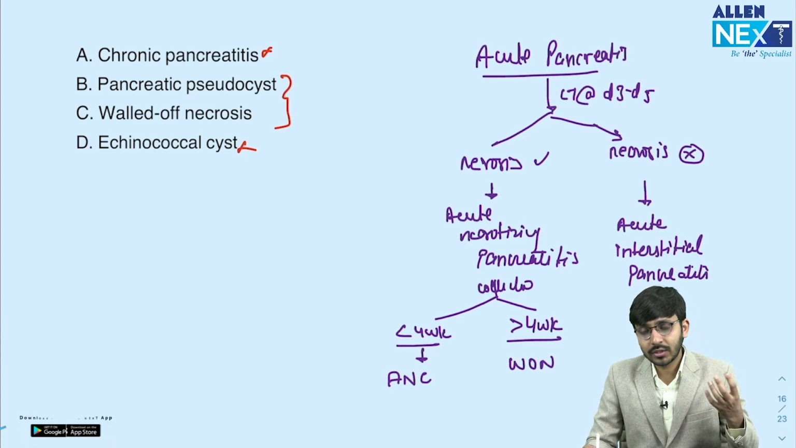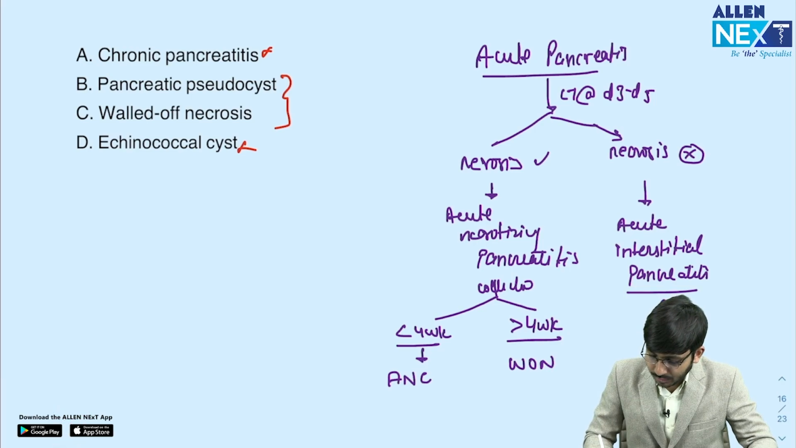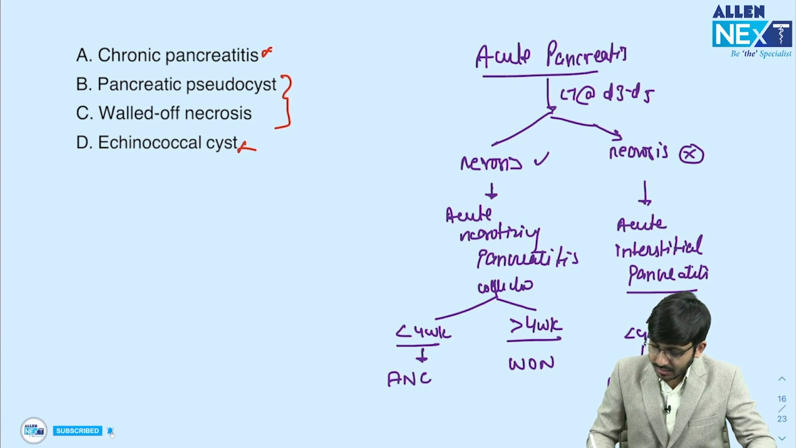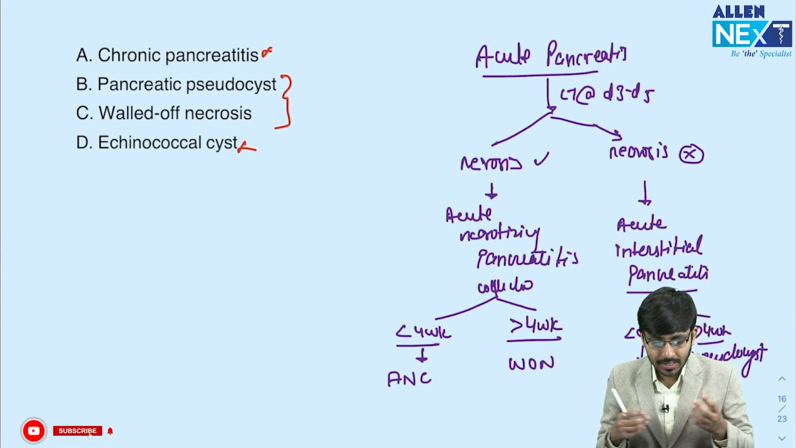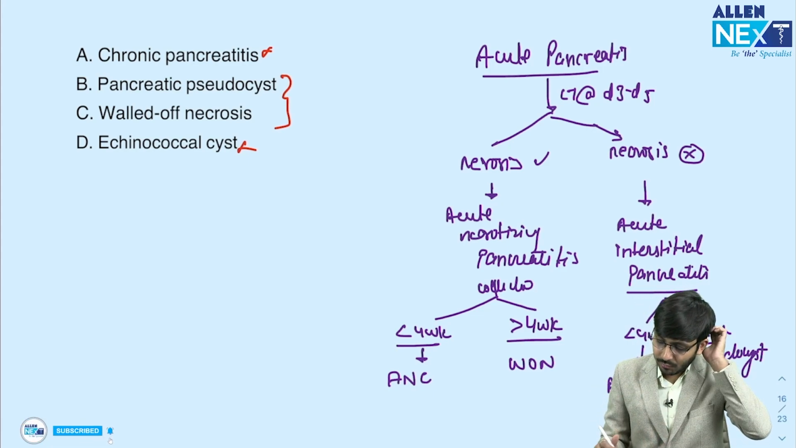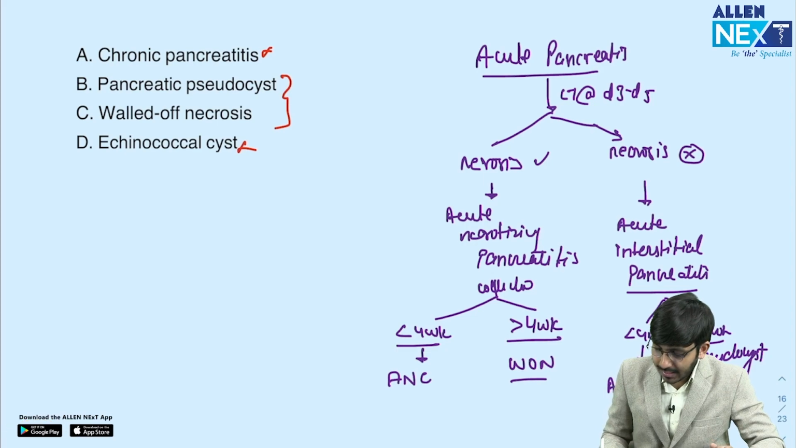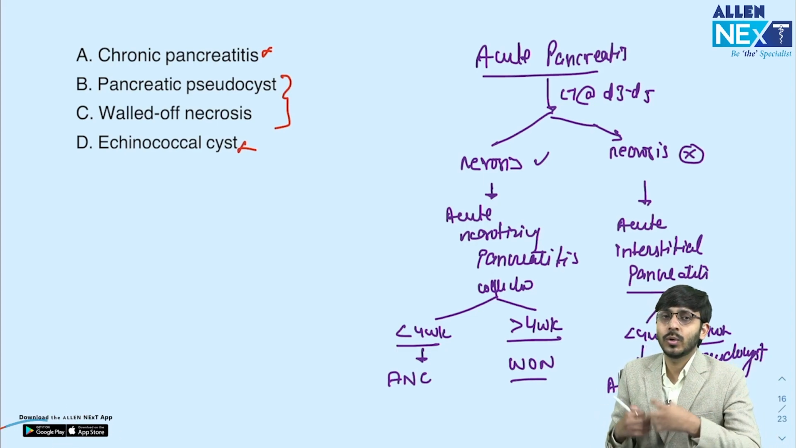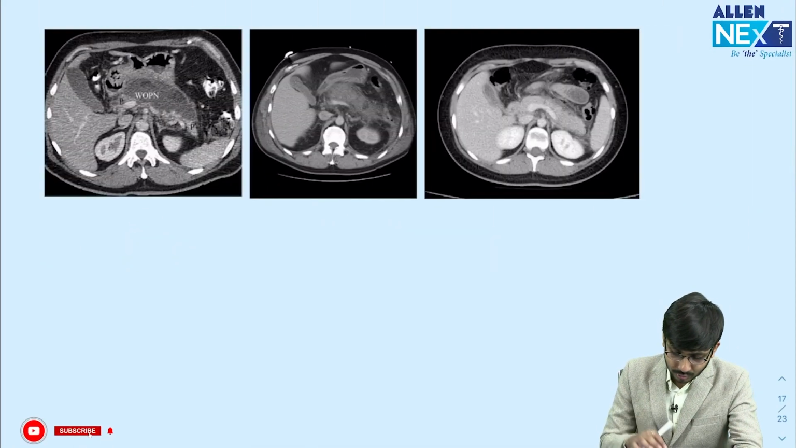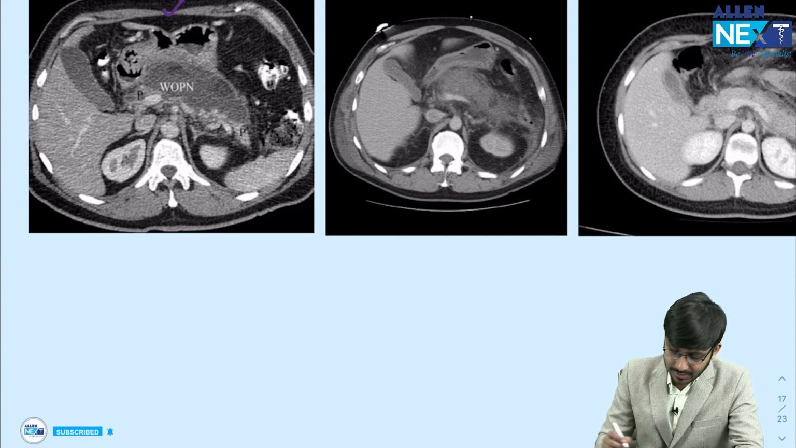However, in an acute interstitial pancreatitis, the types of collections less than 4 weeks are acute peripancreatic fluid collection, and more than 4 weeks, it is pseudocyst. Okay, so these are the various types of pancreatic collections in acute pancreatitis. Now, walled-off necrosis and pseudocyst have a difference: since walled-off necrosis has necrosis within, it appears heterogeneous. So this is how a walled-off necrosis looks.